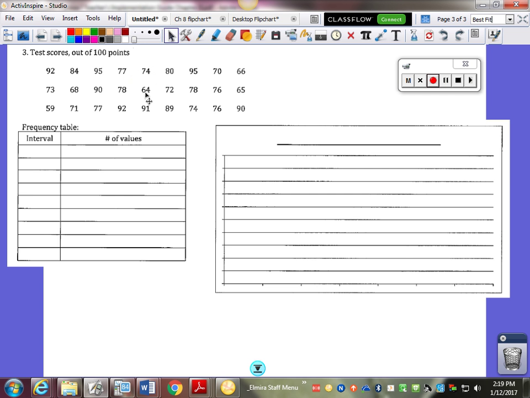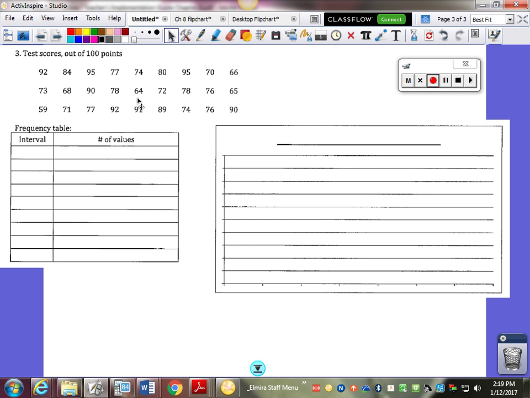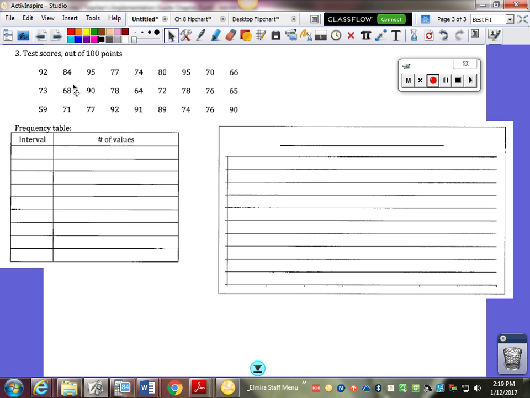So on the next set of data here, again, now I have to make up my intervals. I see my lowest is 59 and my highest is 95. Now, important, I'm not going to start my first interval with the lowest number. Not going to do that.